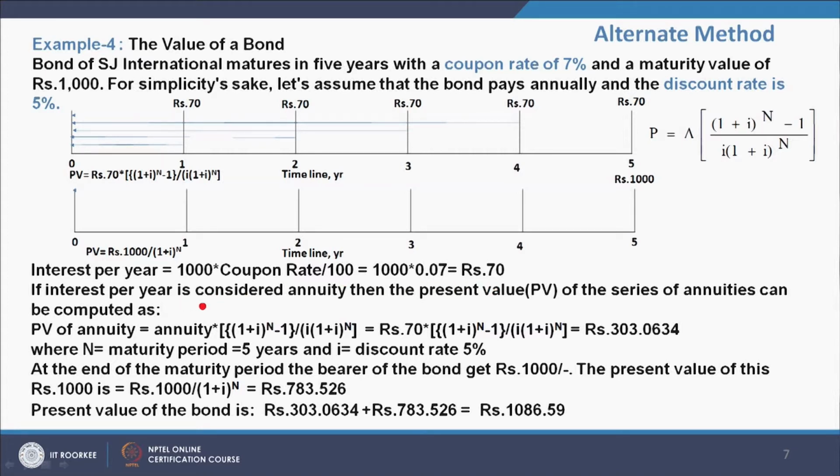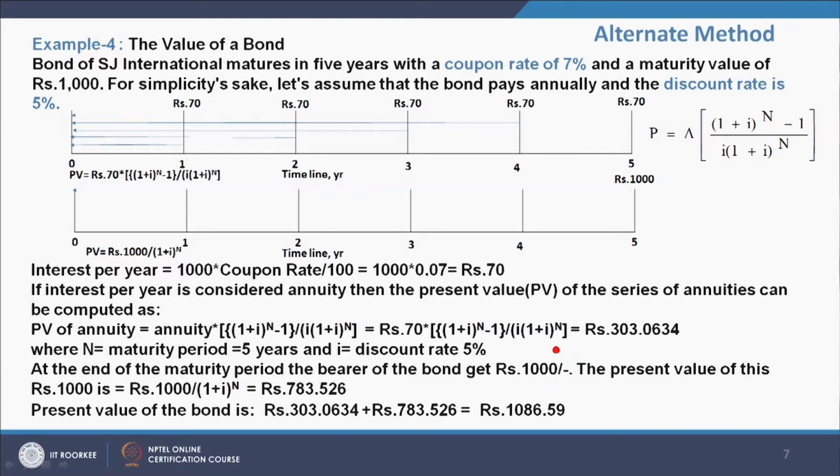If interest per year is considered an annuity, then the present value of the series of annuities can be calculated as PV of the annuities is equal to annuity into this formula, which I had already told you in the last question, and if you put it in, this comes out to be rupees 303.0634, when n is the maturity period of 5 years and I is the discount rate of 5%.